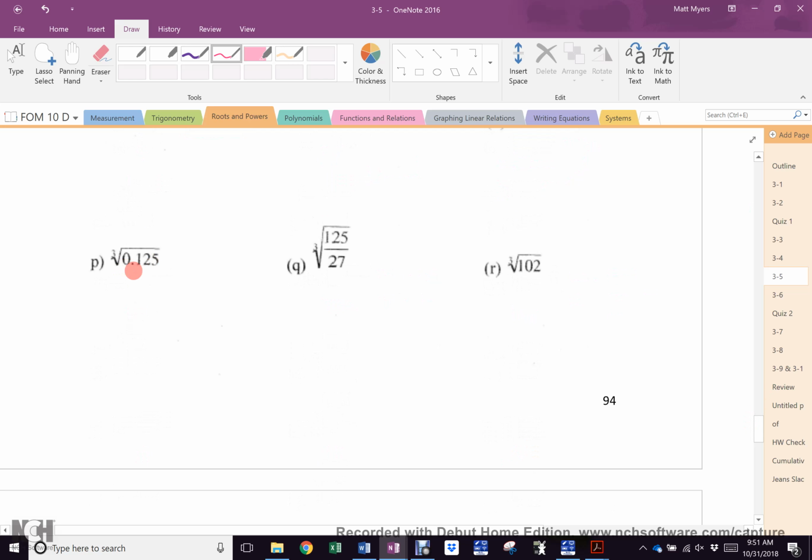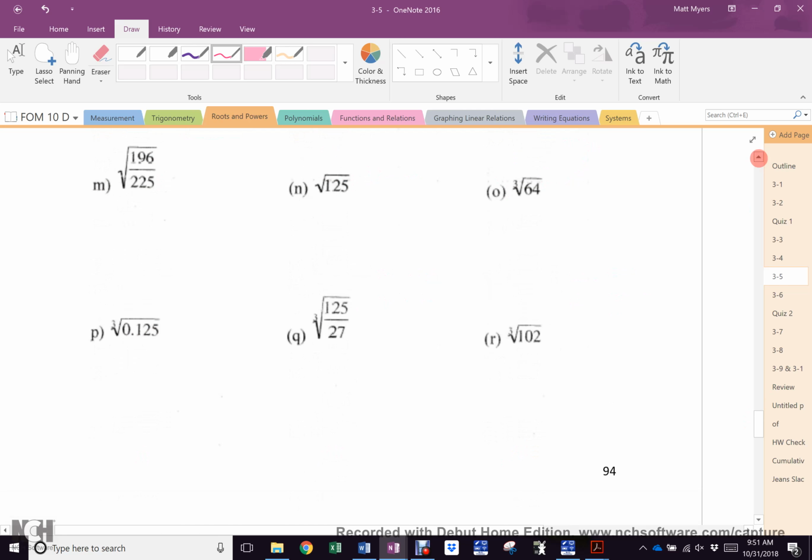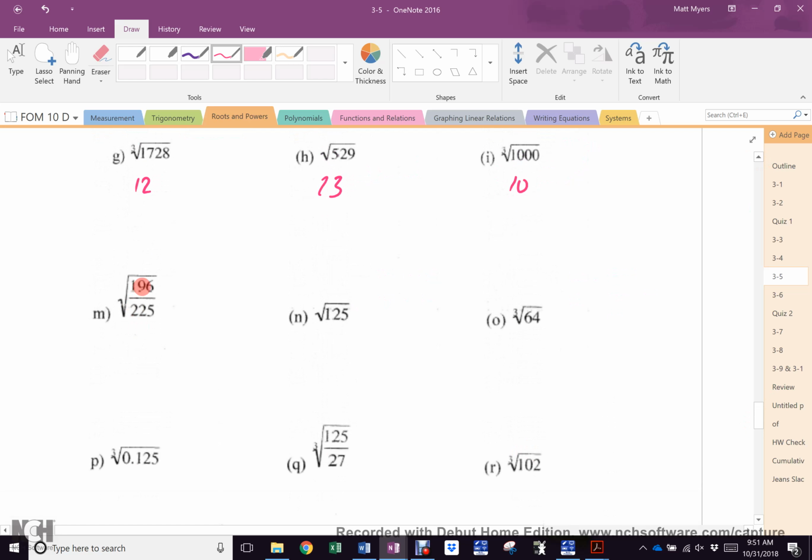Wait, you skipped 196 over 225. Oh, I skipped this whole... Oh, okay. Square root of... If there was no 225, what would it be? Square root of 196. It's on your list. 14. If there was no 196, what's square root of 225? 15. So it's 14 over 15. Done. Is that on our list? No. So that's irrational. Cube root of 64.